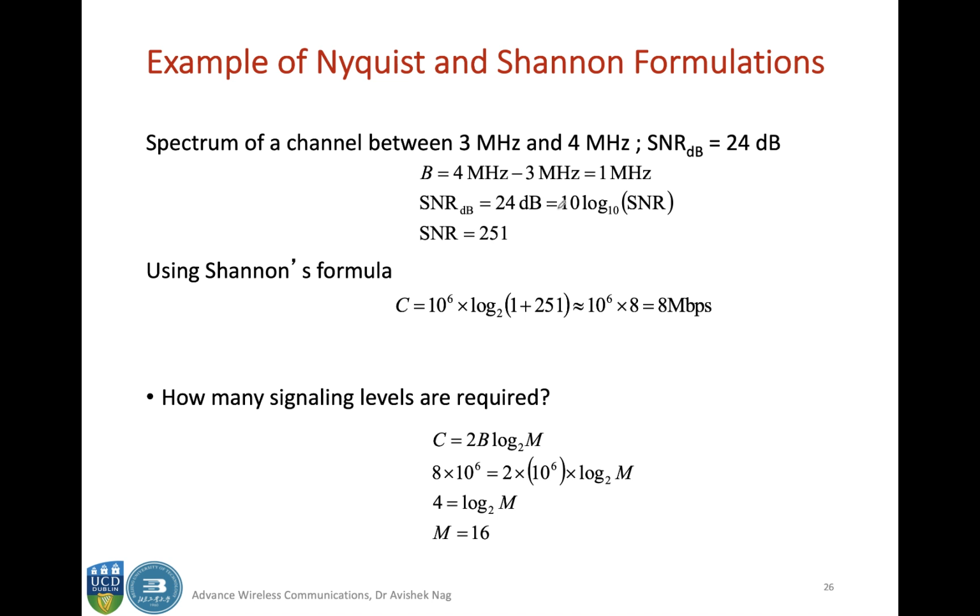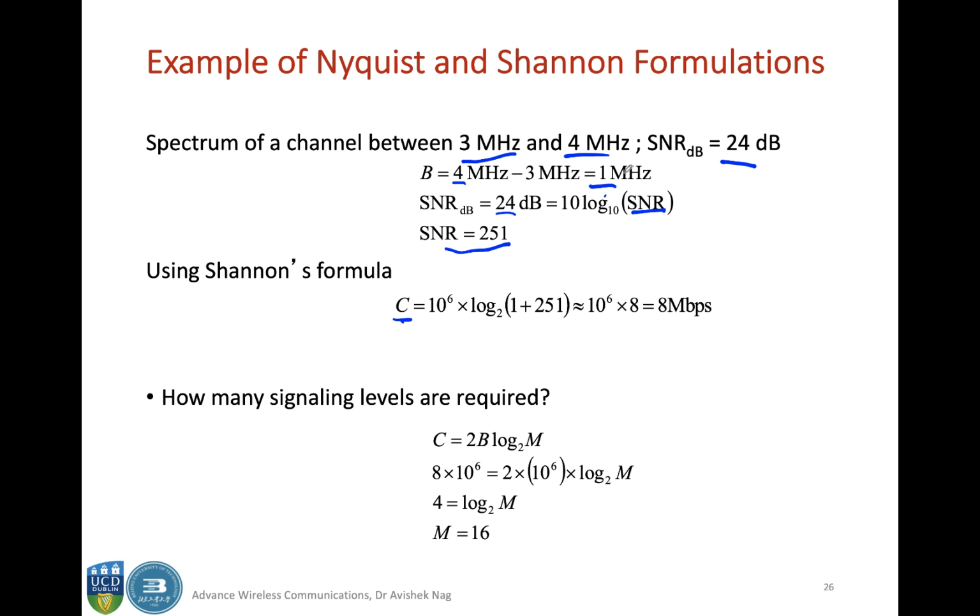So let's say you have the spectrum of a channel that is between 3 megahertz and 4 megahertz, and your SNR in dB is given as 24 dB. So your bandwidth is 4 minus 3, 1 megahertz. You have to convert your SNR, if it is given in dB, to the ratio. So in pure ratio terms, your SNR is 251.